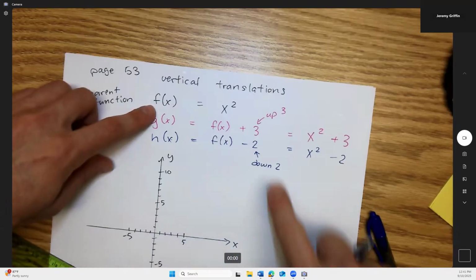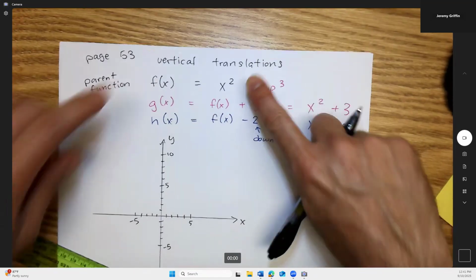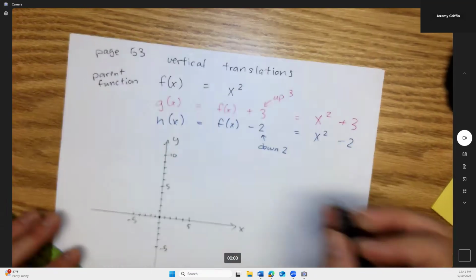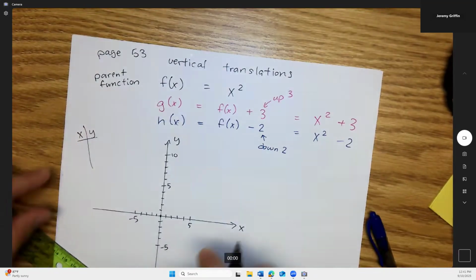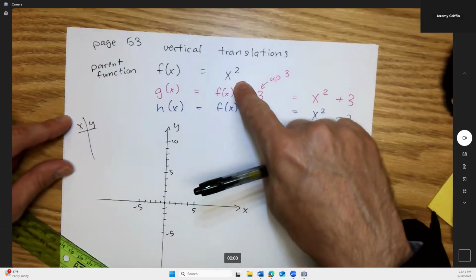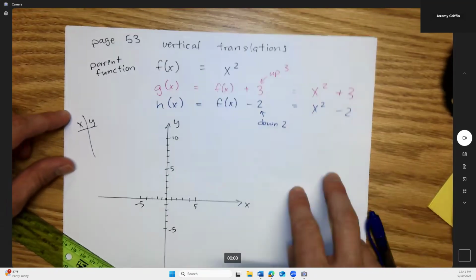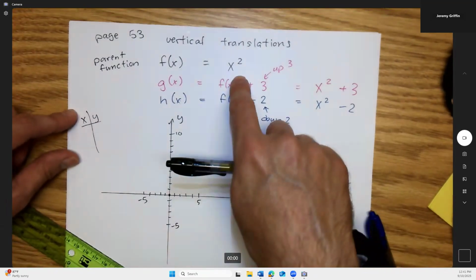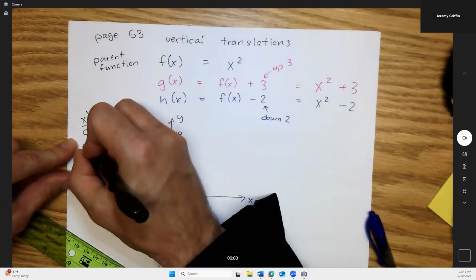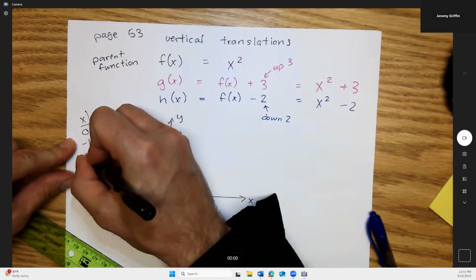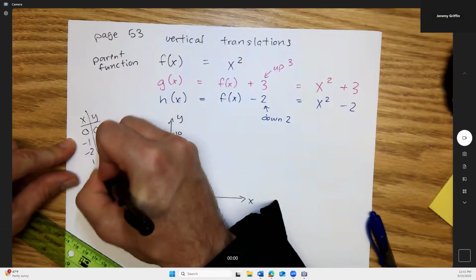All right. So my basic f of x is x squared. So that'd be the point 0 here. I should make a table just in case you don't know what this looks like. But I'm going to use this as my primary parent function example for the rest of today. So if I plug in 0 for x, 0 squared is 0. If I plug in, here we go, -1, -2, let's do 1 and 2.